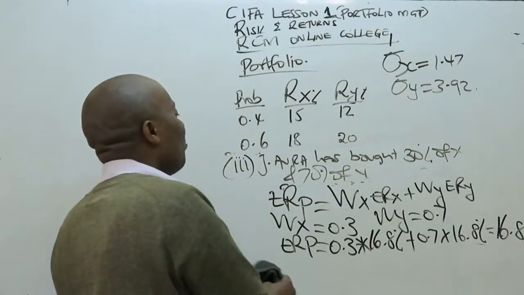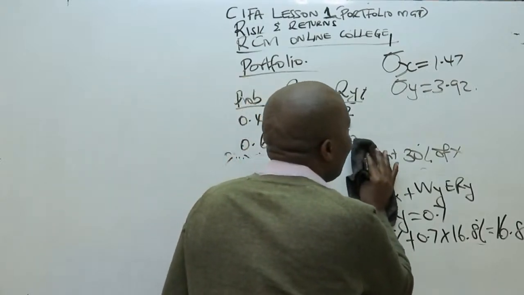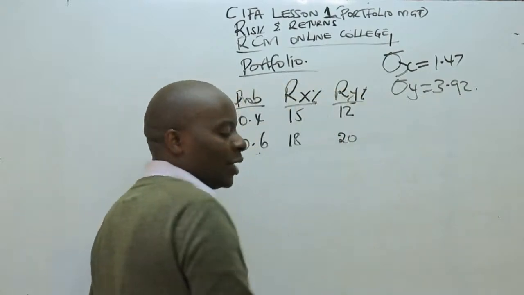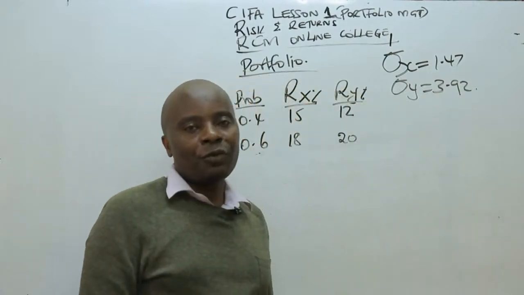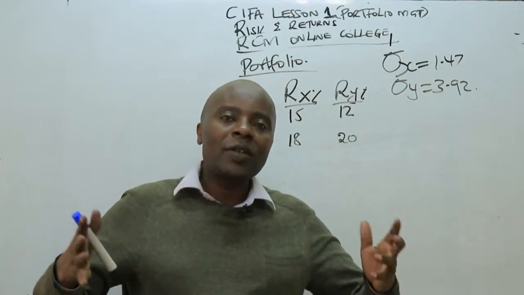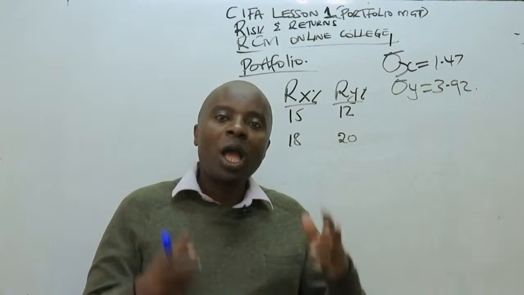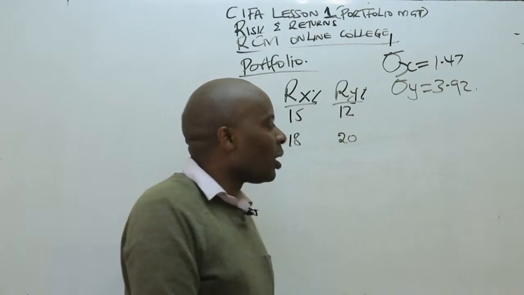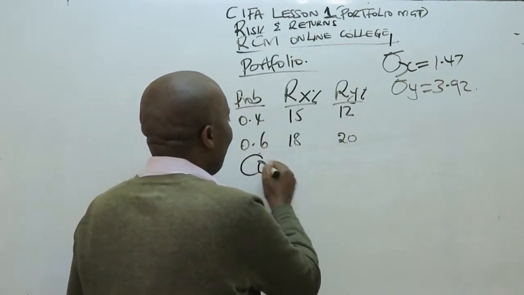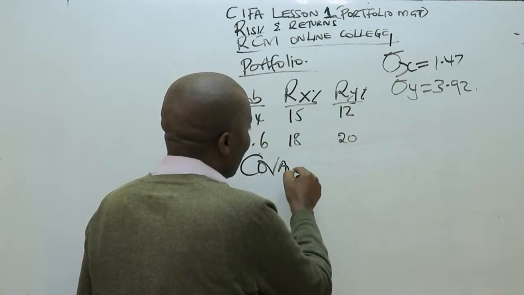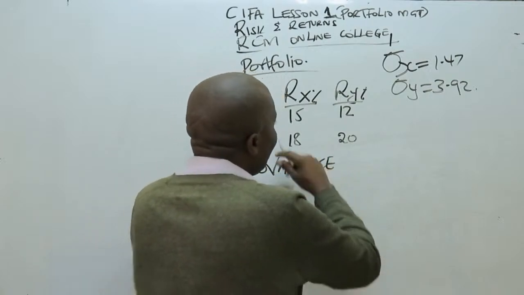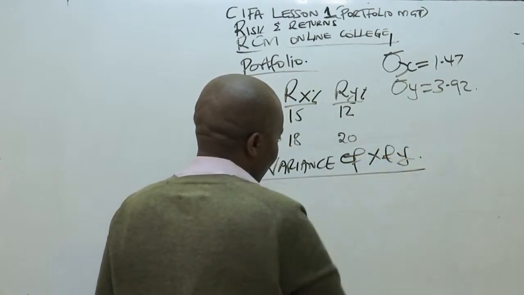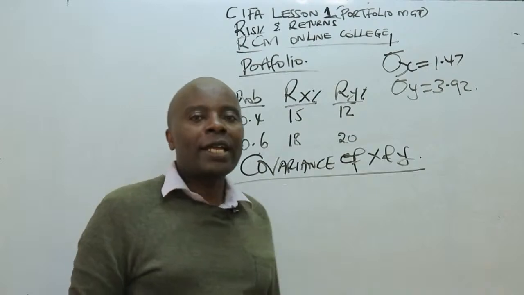And then now we can embark on part 2 of this question. Part 2 wants us to give them the standard deviation of the portfolio. Ladies and gentlemen, I can't get the standard deviation of the portfolio without getting the covariance. So first of all, give me the covariance between the securities of the portfolio. Give me the covariance of X and Y.